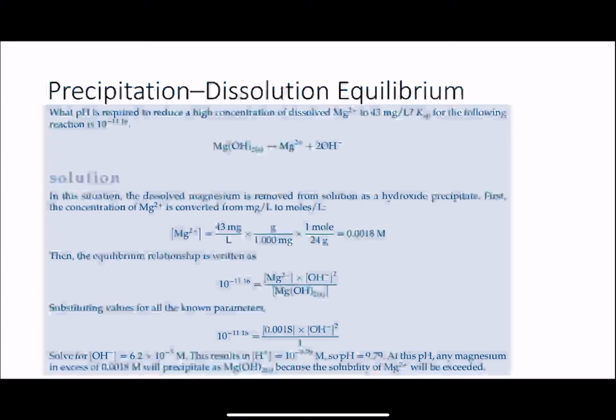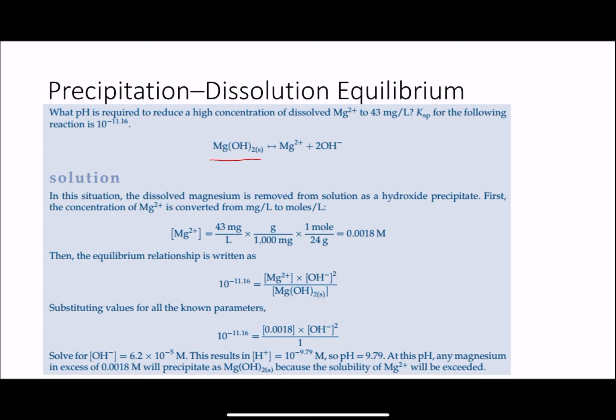So let's look at this reaction. MgOH2 solids reacting with water to dissociate to Mg2+ and 2OH minus. Remember, here there are 2 moles of OH. The question is to ask you about what now? What pH is required to reduce the high concentration of dissolved Mg2+?